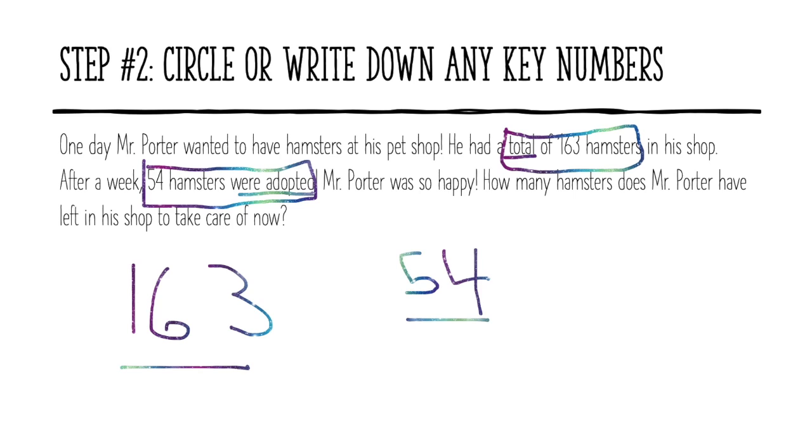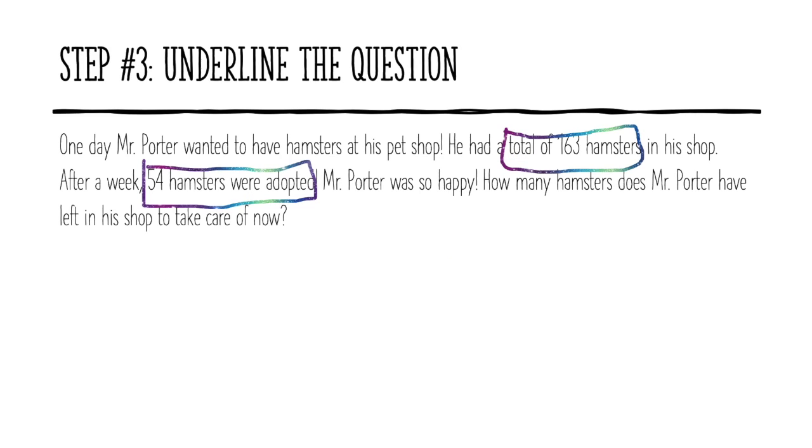All right, let's hop on down to step number 3. Step number 3 is underlining the question. Usually a question in a story problem is going to be at the very bottom. Do you guys see where I see it? I see it right over here. How many hamsters does Mr. Porter have left in his shop to take care of now? Now, I'm looking at this and I already see a really big keyword. I hope you guys see it too. Right over here, the words left in his shop now. I bet that's going to help us out later.